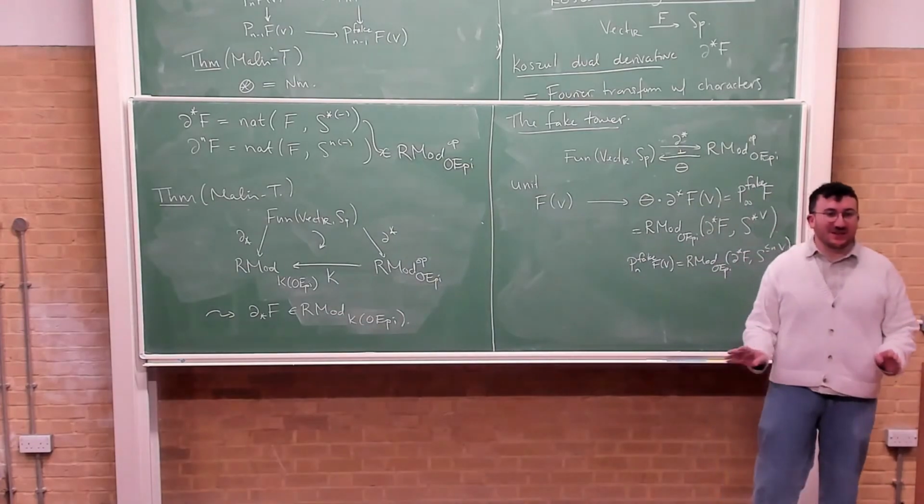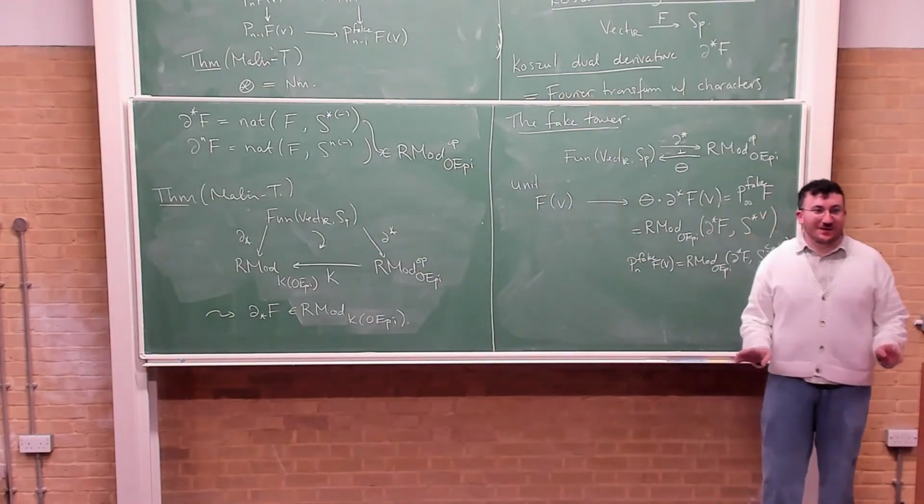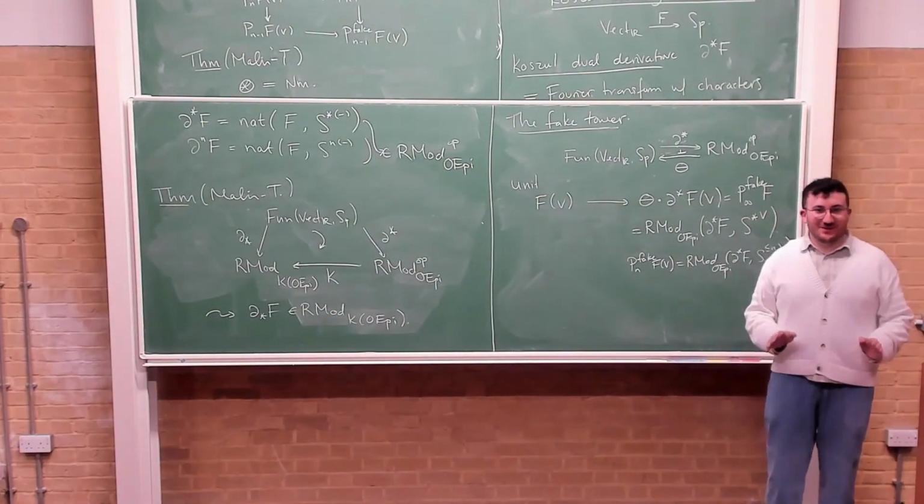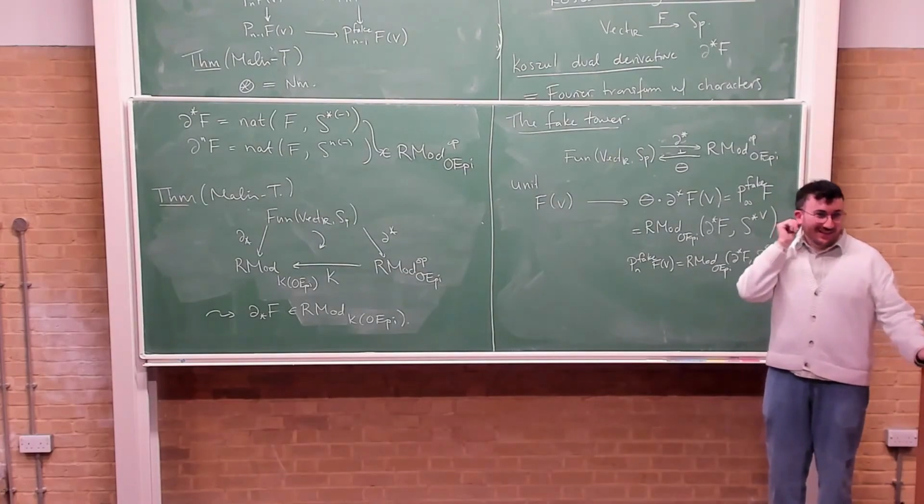In the paper, there's a conjecture that we got from Greg. I don't understand the conjecture. So I think it's difficult.